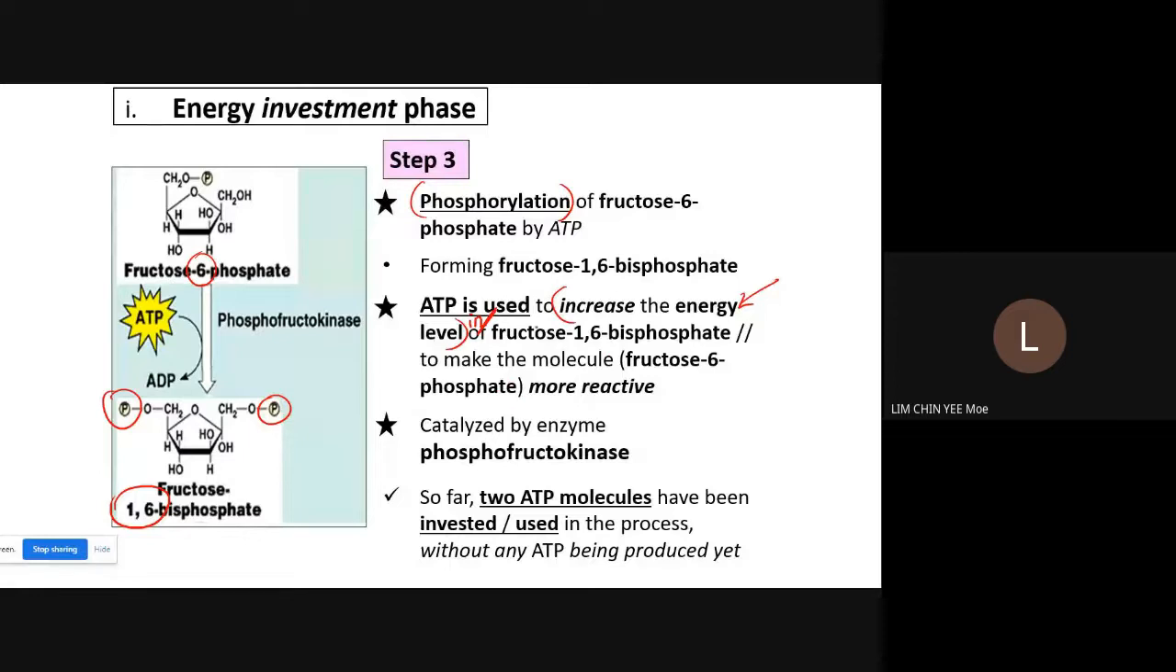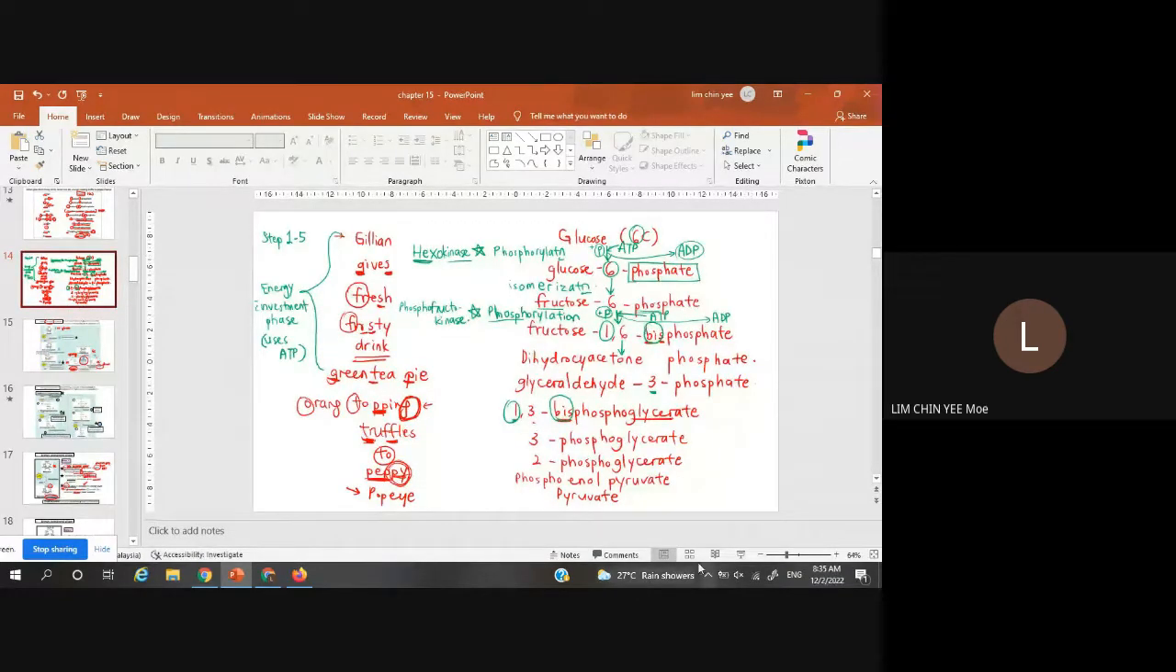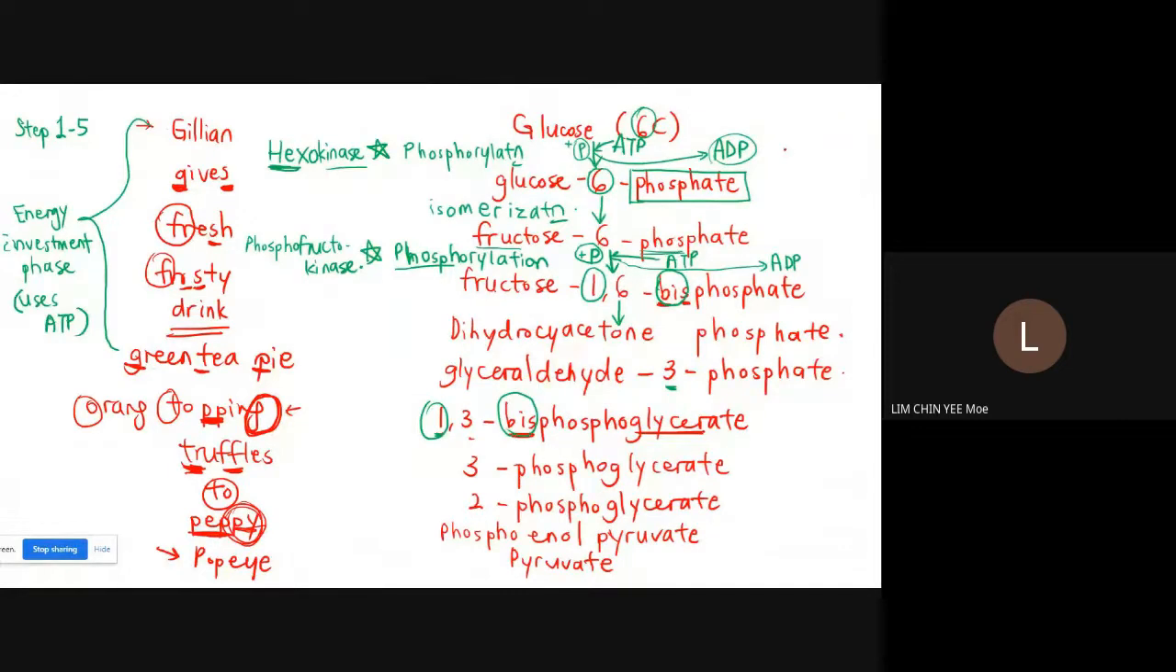Right. So now, this one, mesti ingat enzim juga, dua-dua steps yang dia guna phosphate group, yang dia guna ATP ni, you pun kena ingat enzim yang terlibat. And the step phosphorylation, so phosphofructokinase. So far, dah guna 2 ATP. Dekat step 1 and step 3. That's where we use the ATP. Over here, step 1, 1 ATP is used. And then dekat step 3, pun 1 ATP is used. And now, enough energy. Dia dah unstable. Kalau dia dah unstable, dia akan start buat apa?